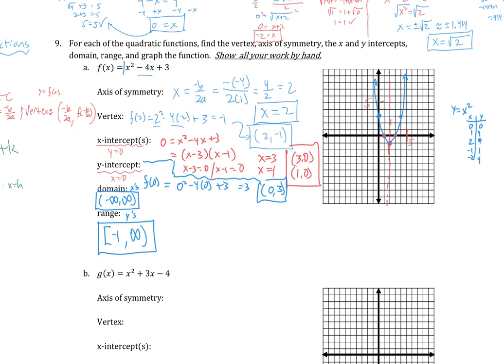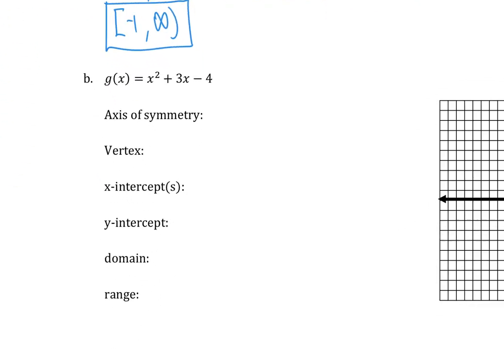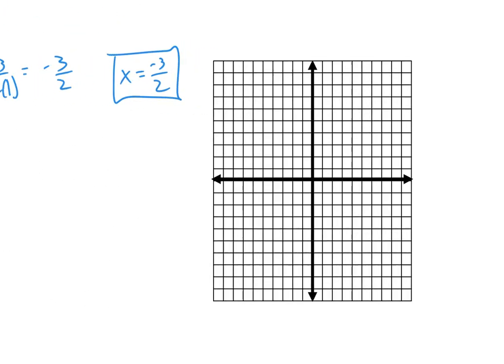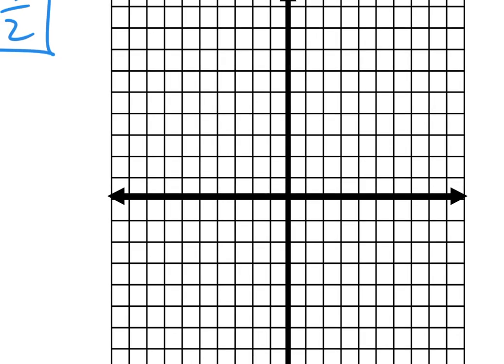All right. You might pause this and try this if you haven't already. But same process. Axis of symmetry: x equals negative b over 2a. A is 1. So it's negative 3 halves. So our axis of symmetry is x equals negative 3 halves. That's negative 1.5.